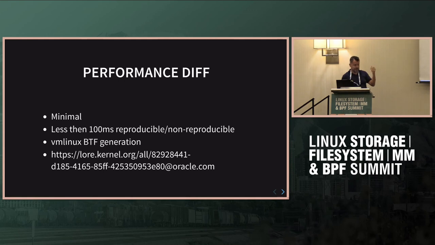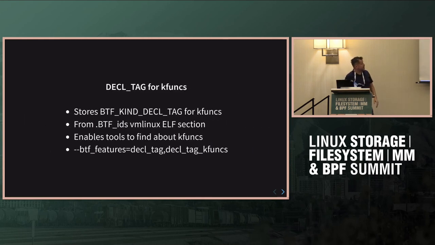BTF encoding in parallel doesn't seem to be needed at this point, but we can do it later to get everything in parallel. Decl tag for kfuncs: the kernel has these kfuncs, and tools like bpftrace want to enumerate them. What are the kfuncs that I have here? So it will look at BTF for those BTF kind decl tags that have as their value bpf_kfunc, and from this tag, it gets the function.